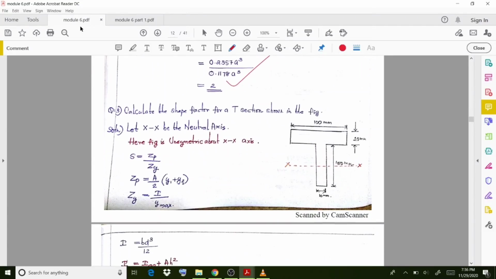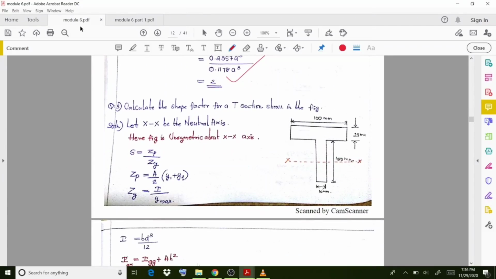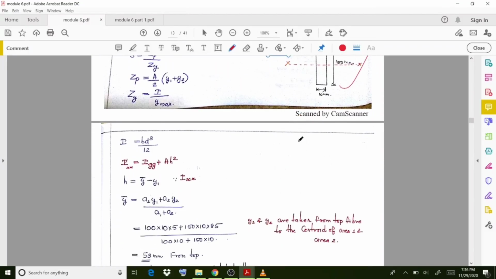Now moving on to the next one, an unsymmetrical section is provided, that is the T section here. In this case, a T section is provided with the dimensions 100 by 10 and 150 by 10. So with the same equations, first of all you need to calculate the y max value. For finding out this y max for this particular T section, it is a1 y1 plus a2 y2 by a1 plus a2.